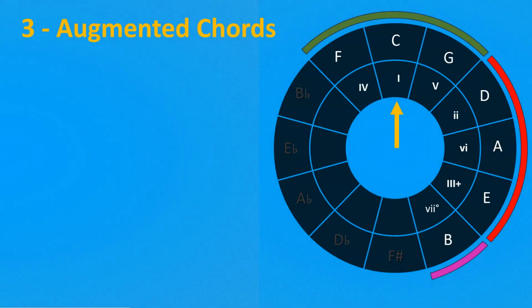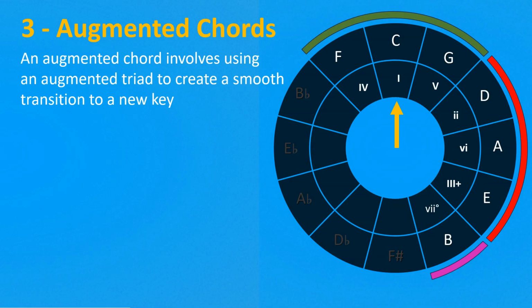The third way to modulate with a pivot chord is to modulate with an augmented chord. Modulating with an augmented chord involves using an augmented triad to create a smooth transition to a new key.